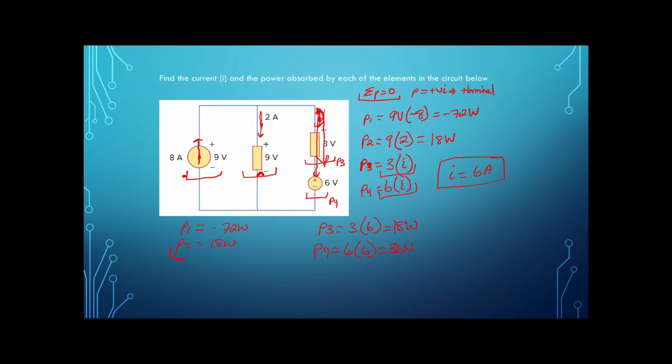And again, if you want to double check to make sure the values you got seem correct, you can always add the powers in the circuit, and if it gives you 0, then more than likely you are correct. So if we add these together, negative 72 plus 18 plus 18 plus 36, those give you 0.